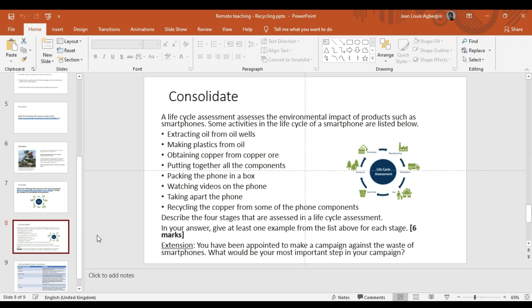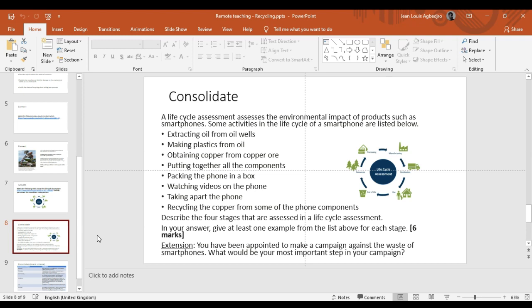So what you need to do is to describe the 4 stages that are assessed in the life cycle assessment. In your answer, give at least one example from the list above for each stage. A full answer will give 6 marks.